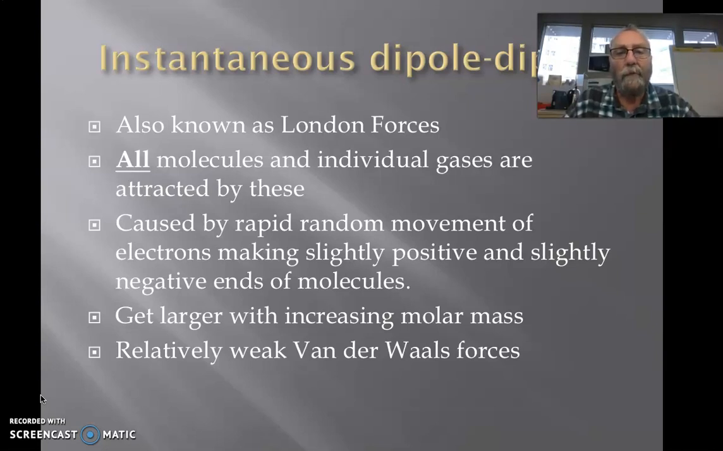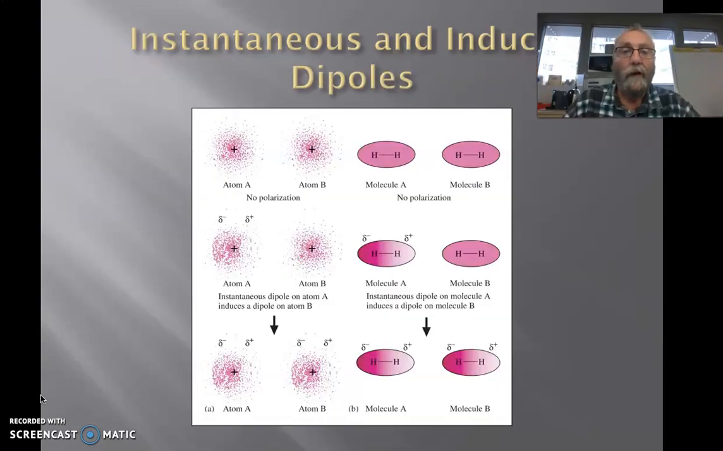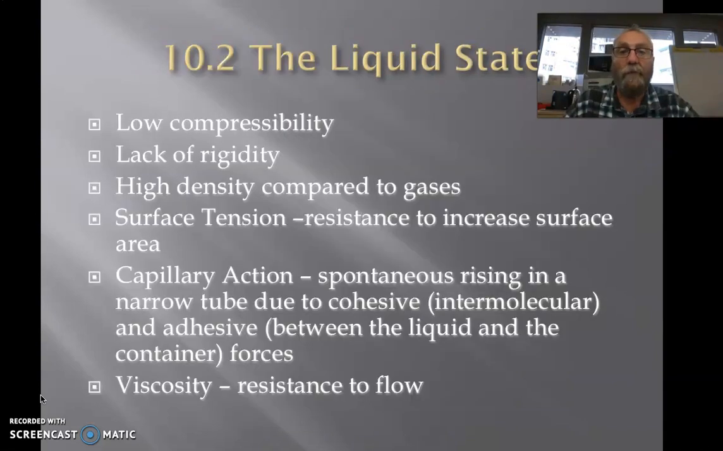And these are rapid, random movements of the electrons that can make one end of a molecule slightly positive, the other end slightly negative, instantaneously. Now this gets larger with more mass because there's more electrons. So here's two atoms, they're bonded, but then the electrons all move down to one end, and that then induces an attraction in a neighboring molecule. So you can see the very bottom one, molecule A has a positive end, which induces a temporary dipole in molecule B, and therefore there's an attraction. So that's all there is about those sort of forces.